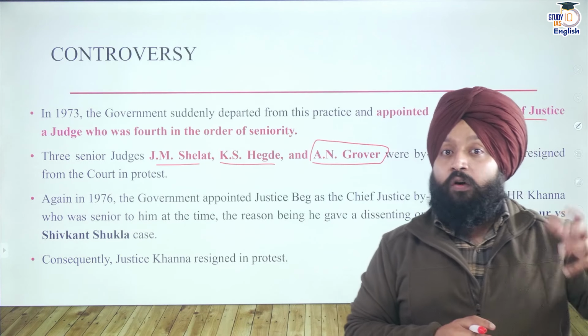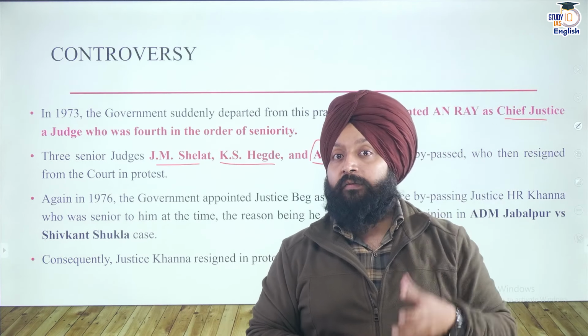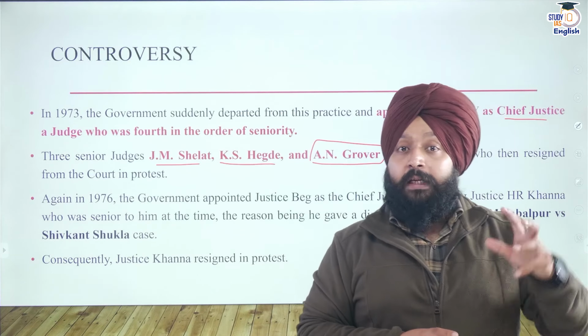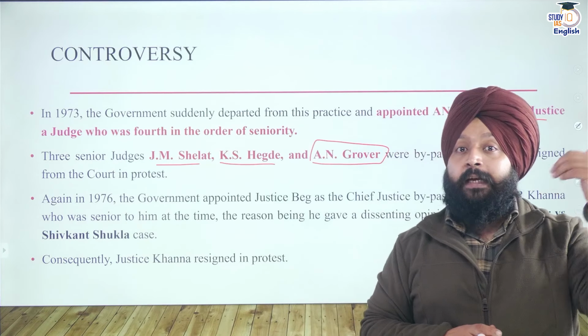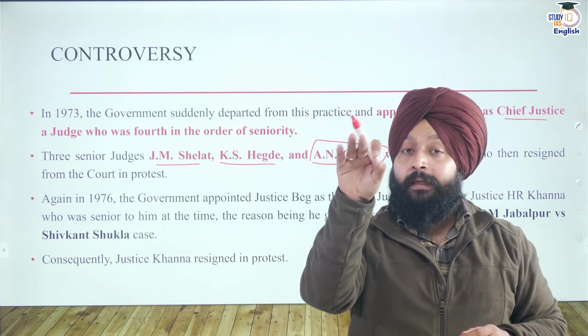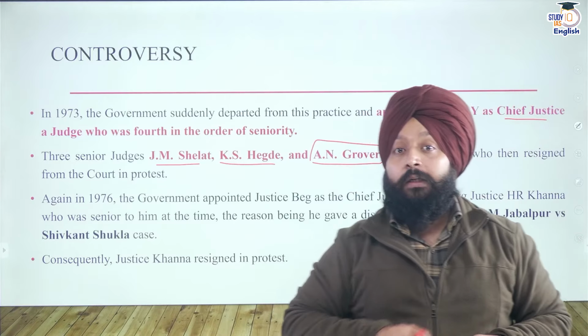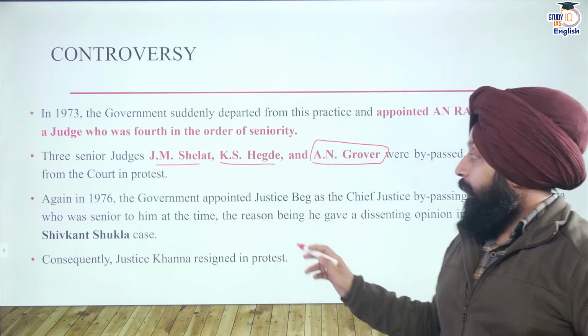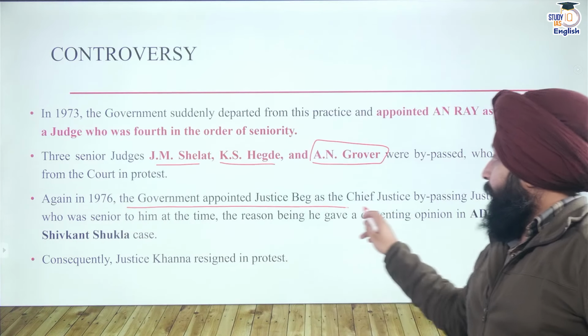So now it caused churning among the judicial circles in this country. Various high courts, even Advocates Association, so there is concern that this selective appointment of Chief Justice of India is somehow signaling that the government is trying to intervene into the appointment process of CJI. Again in 1976, the government appointed Justice Beg as CJI.